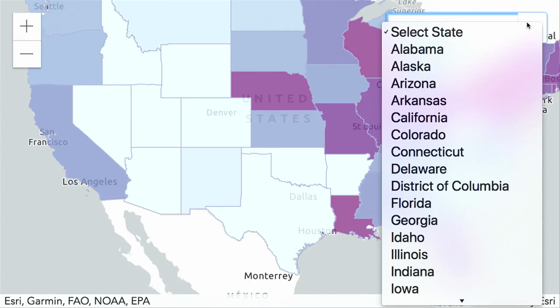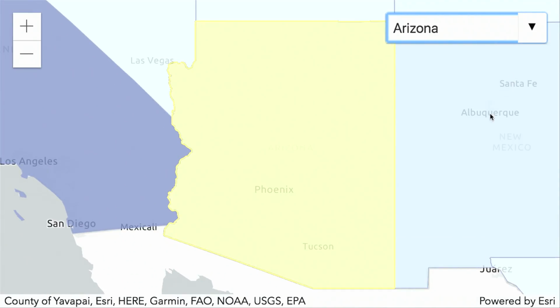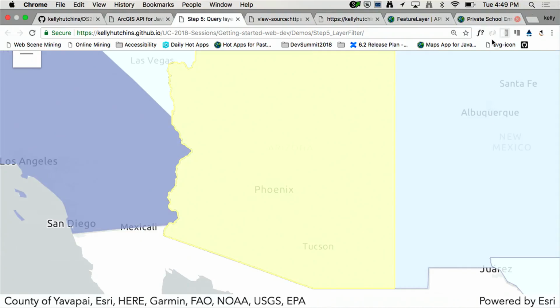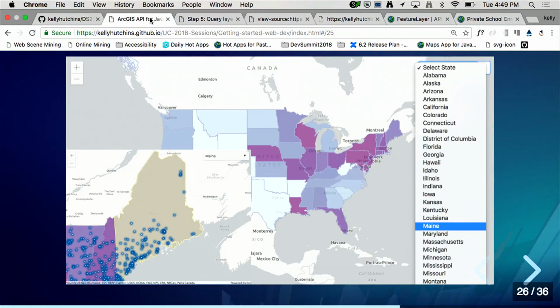So here is our drop-down list. We can select a state. Let's choose Arizona, zoom to it, and then we highlight it using that layer view highlight method that's new at 4.8 for 2D maps. And next I'll show you my favorite thing.